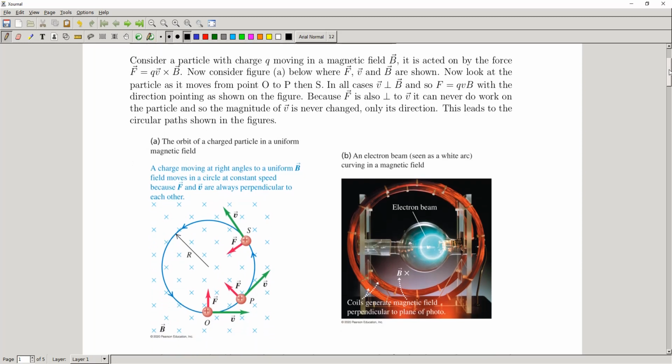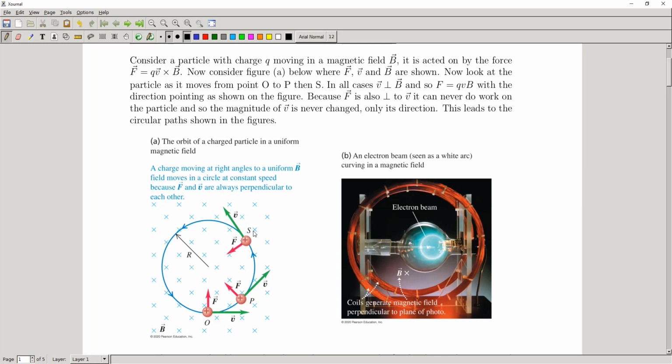We have the drawing here in figure A. Let's say we're given F, V, and B. We see F, V, and B here. Our B are these little crosses, so we're meant to imagine that B is going straight into the page. Our magnetic field goes directly into the page. Our V is changing at a number of different points. We're going to be looking at this at point O, point P, and point S, and see how it changes as it moves around.